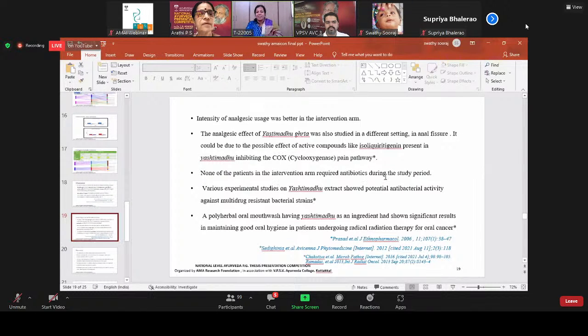What does that first sentence mean? Intensity of analgesic usage was better in the intervention arm. Yes, ma'am, the patients in the intervention arm were having less analgesic usage. Am I audible, ma'am? You are audible. My doubt is whether you have used this sentence properly or not. I actually meant that the higher grades of analgesic usage were less in the intervention arm compared to those in the control arm. Okay, so please be careful. Yes, ma'am. Thank you, ma'am.